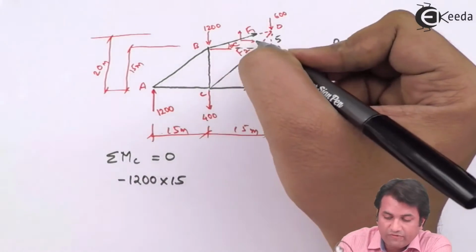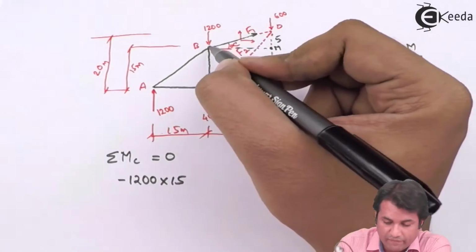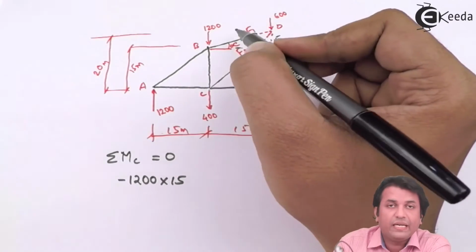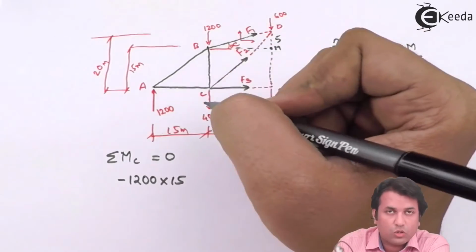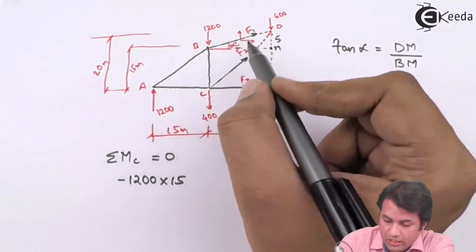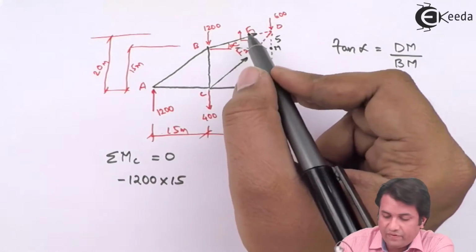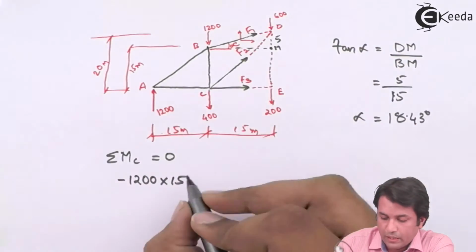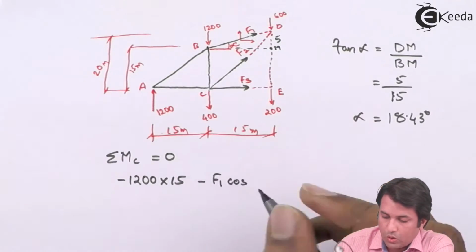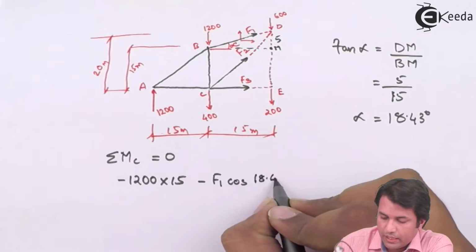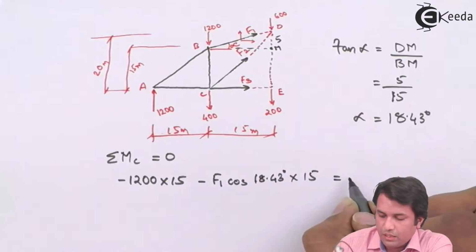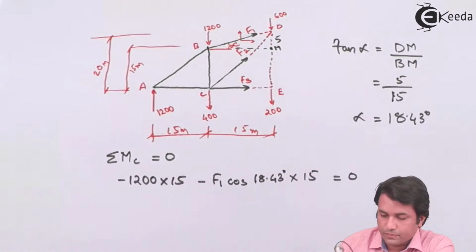Now, once I have resolved this force at this point B, the F1 vertical component would be again 0 because that is also passing through the moment center. So this force, the horizontal component of F1, is going to create a clockwise moment. So minus F1 cos of 18.43 degrees into 15 equal to 0.